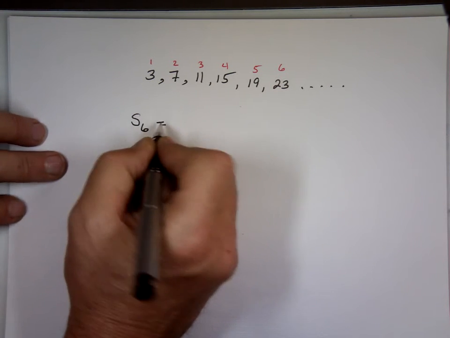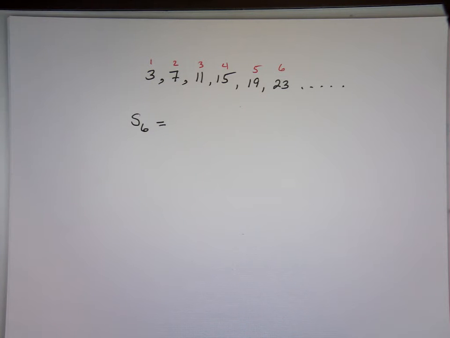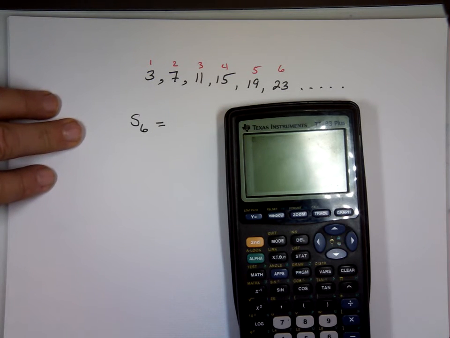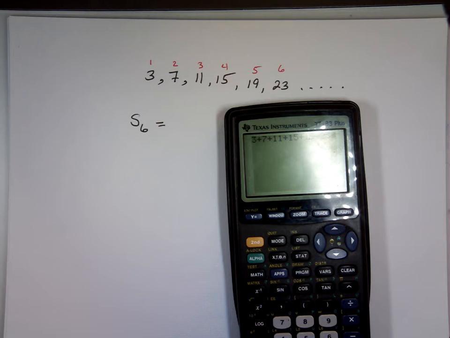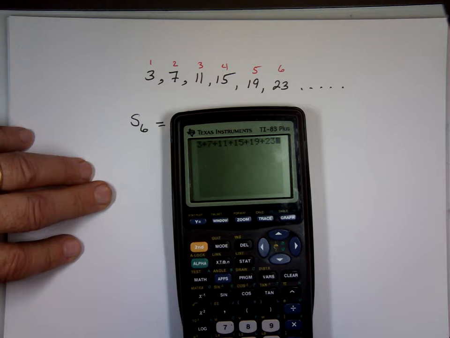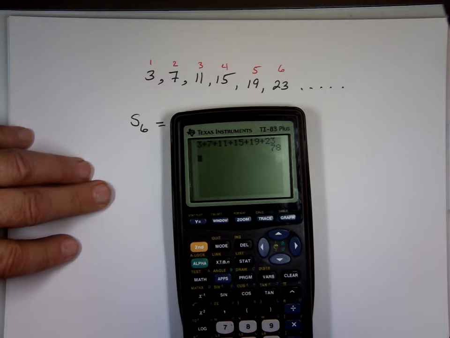As for the sum, what do you do? You take your calculator, 3 plus 7 plus 11 plus 15 plus 19 plus 23. What is the answer equal to? Equals. I got 78.